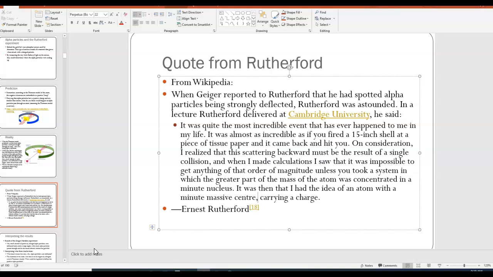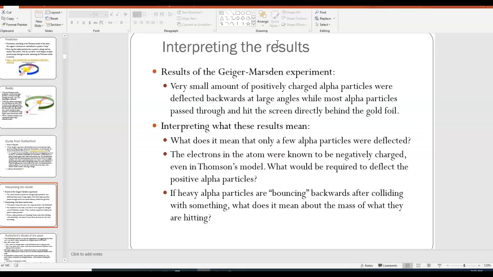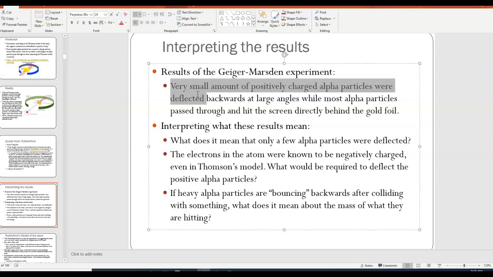Okay. And so if you interpret the results, like if you kind of break it down the way Rutherford did, here's basically the result right here. Very small amount of positively charged alpha particles were deflected backwards at large angles, while most alpha particles, again more than 99% of the alpha particles, passed through and hit the screen directly behind the gold foil. And so if we break this down, what does that mean? What does it mean if only a few alpha particles were deflected?